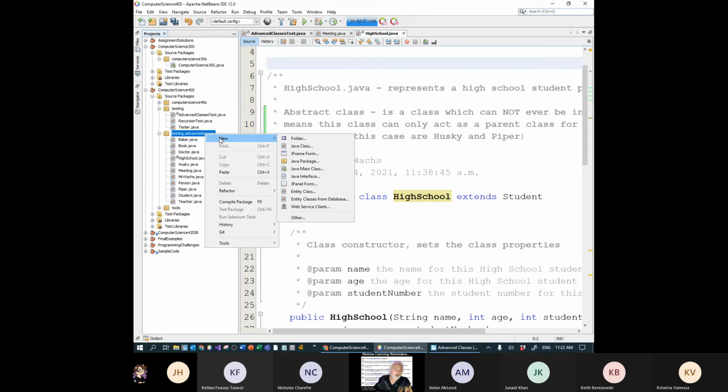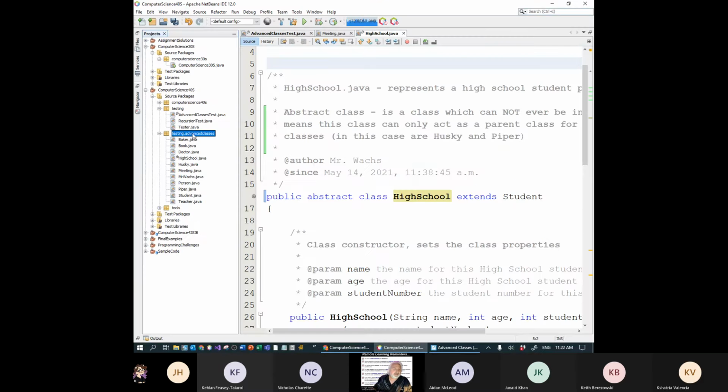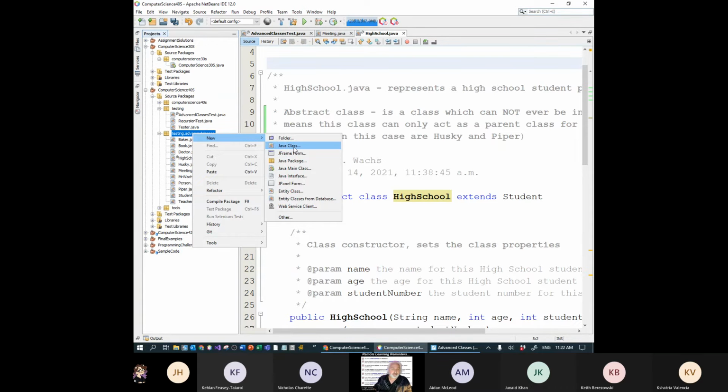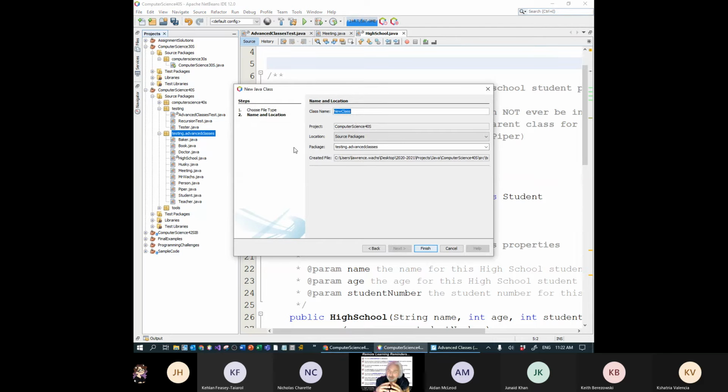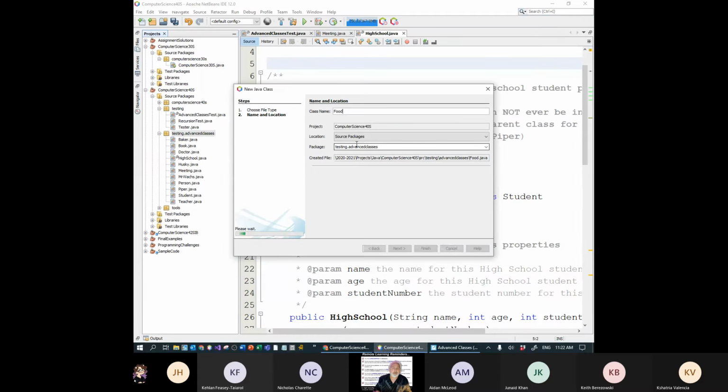Okay, so now what I want you guys to do is inside of our testing.advanced classes package, right click and create a new Java class. It's still going to be a class, but it's going to incorporate the concept of abstraction. It's going to be an abstract object, and the way you should think about abstract classes is they, again, represent ideas, not specifics. The class type we're going to create is Food. It's still a class, so you're going to use a capital F for Food, and hit finish.